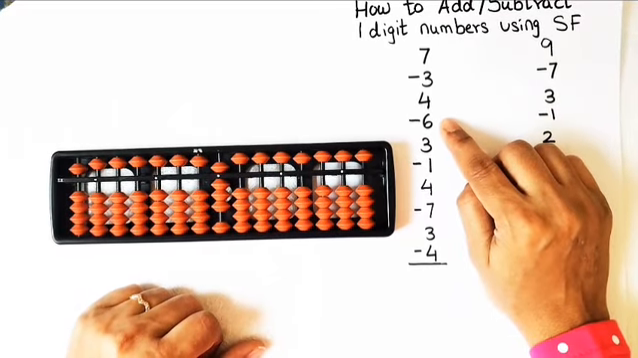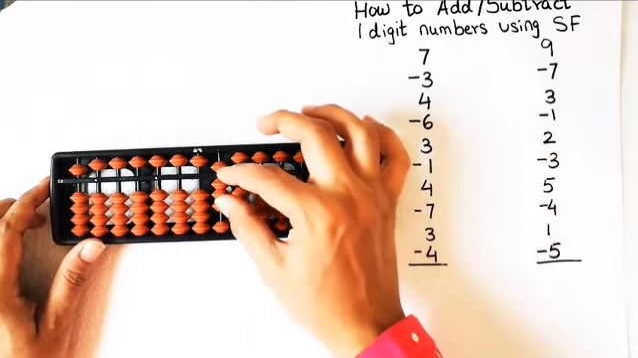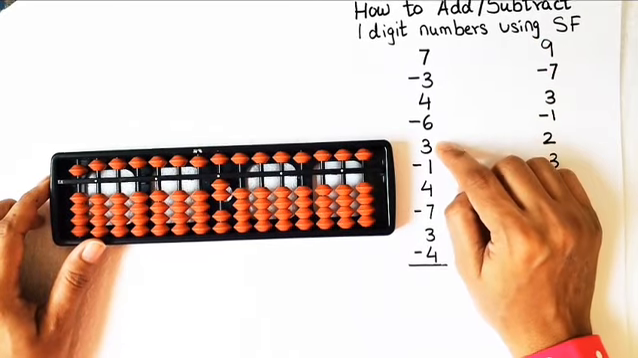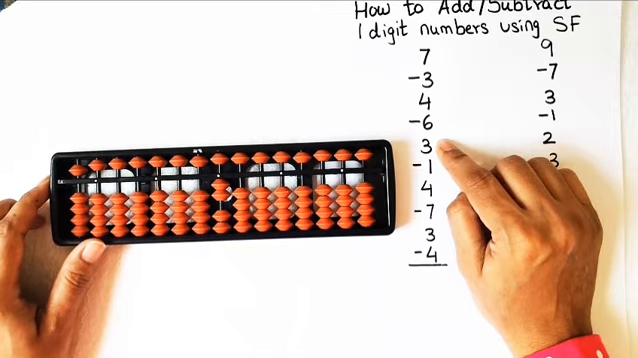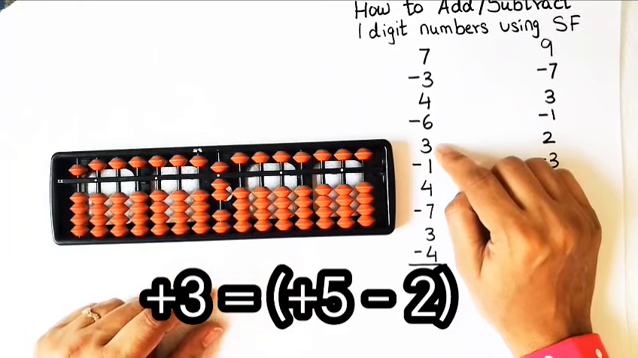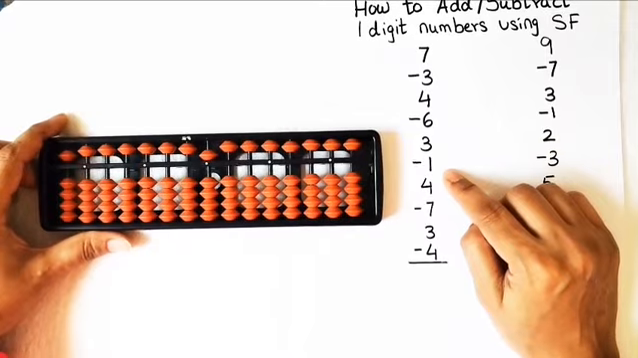Less 6. How do we do less 6? Now less 6 we can directly do it from here. So less 6, add 3. Now how do I add 3? Again formula applies. Add the boss 5 and less 3's friend, that is 2.